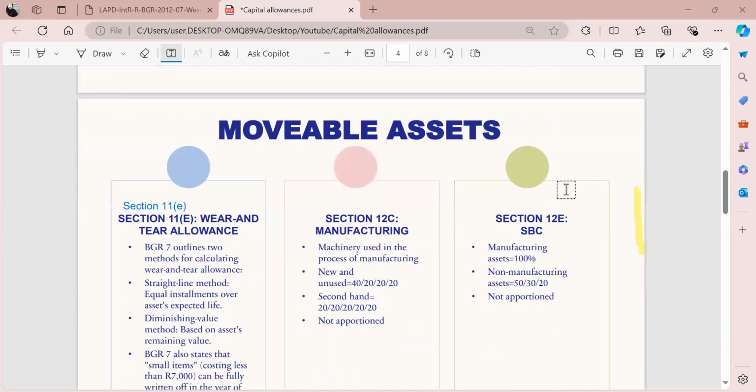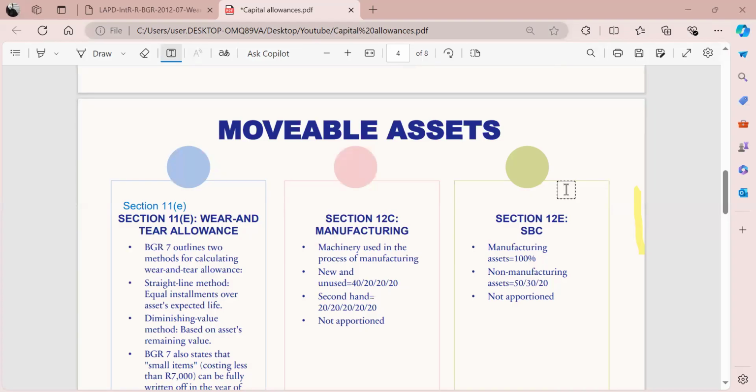Now let's take a look at movable assets. I've just summarized three of the key important sections that I think you need to know. So the section 11e, that's supposed to be a small letter e, not a capital letter E. We've got section 11e that deals with wear and tear allowance. We've got section 12C that deals with manufacturing assets. And we've got section 12E that mainly deals with small business corporations.